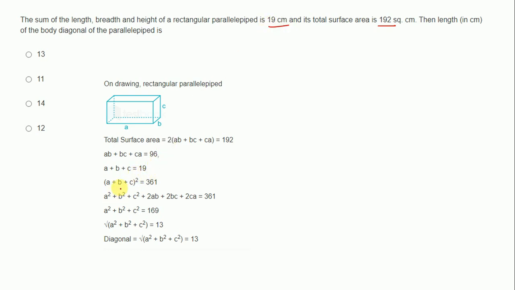Now a plus b plus c whole square is equal to 361. We are doing the square of this equation. Now a square plus b square plus c square plus 2ab plus 2bc plus 2ca. We are using here the identity a plus b plus c whole square. So simply this is the identity itself. It will be equal to 361.